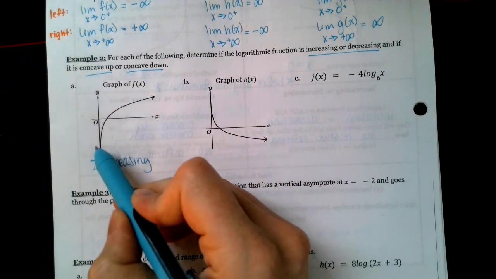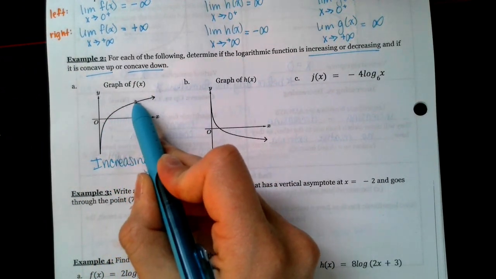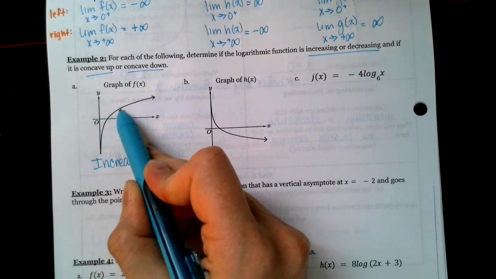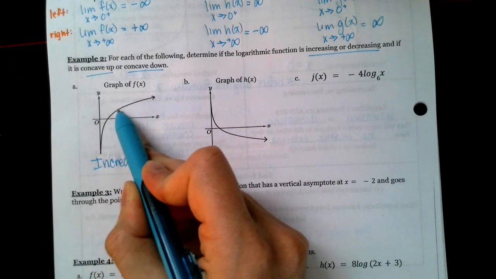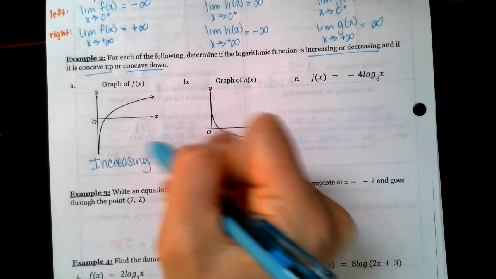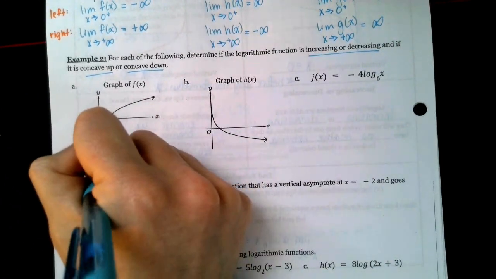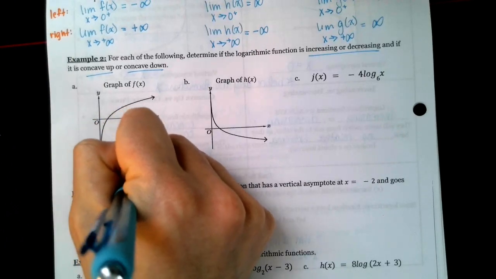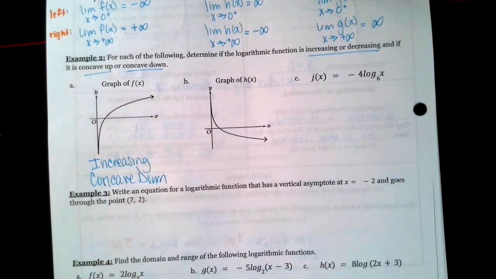And since it is increasing at a decreasing rate, it is concave down. So it's increasing, but it's slowing down. I could continue this and it would look like concave down. So I'm going to say concave down.